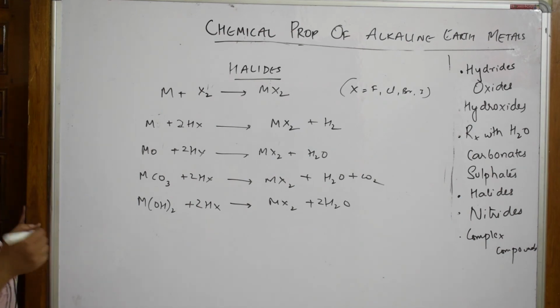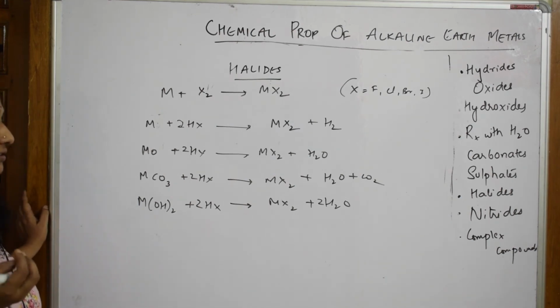Now, when I have to speak about beryllium halides, let's see how it is dissociating. It's going to form a complex of beryllium halide. Beryllium forms a coordinate covalent complex with ammonia. Let's see that.